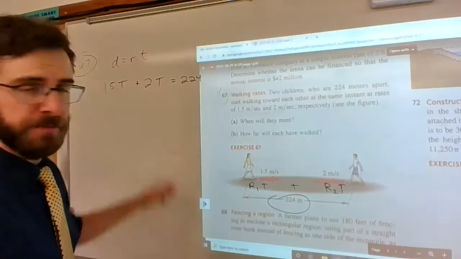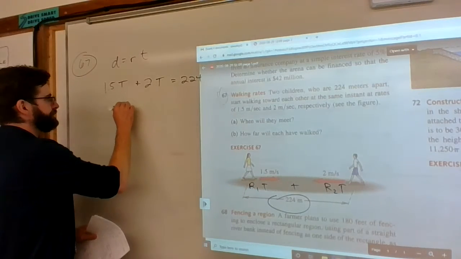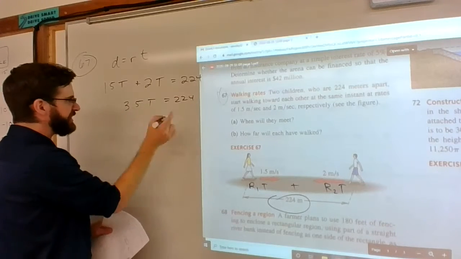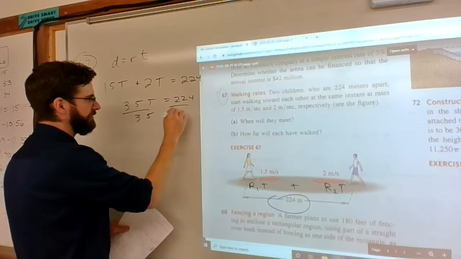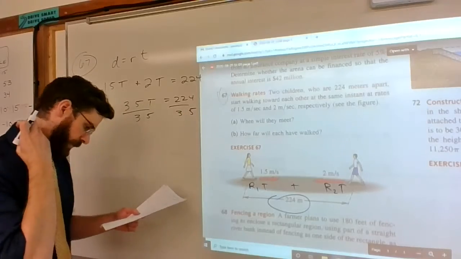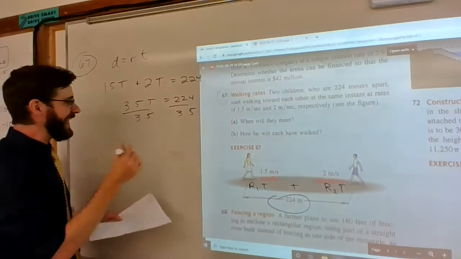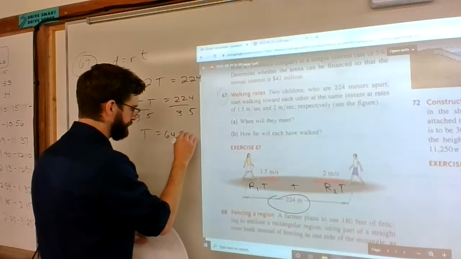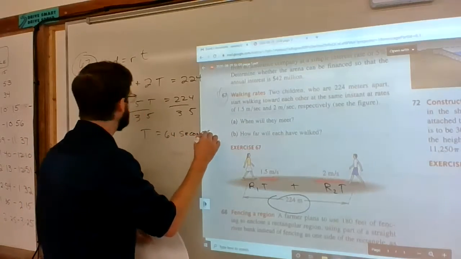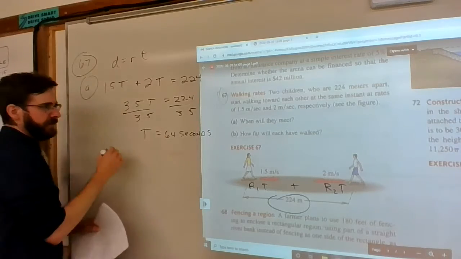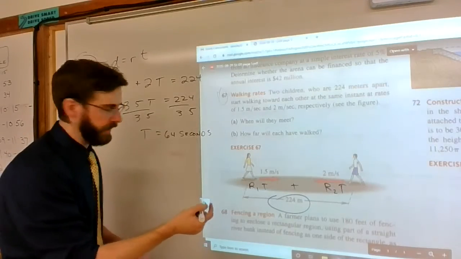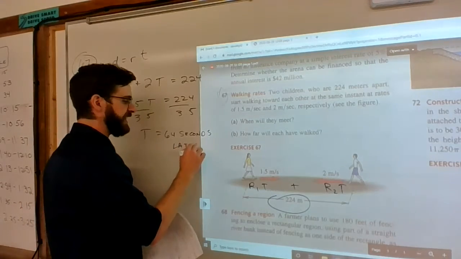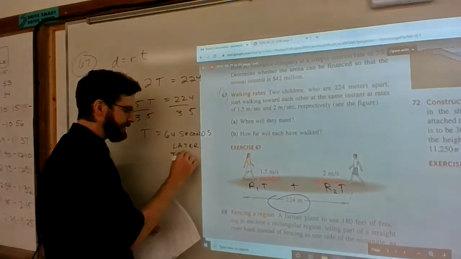You combine the like terms and get 3.5t equals 224. And then divide both sides by 3.5. When you do that, you get exactly t equals 64 seconds. So the answer to part A is 64 seconds after they begin walking. So 64 seconds later, they shall meet.